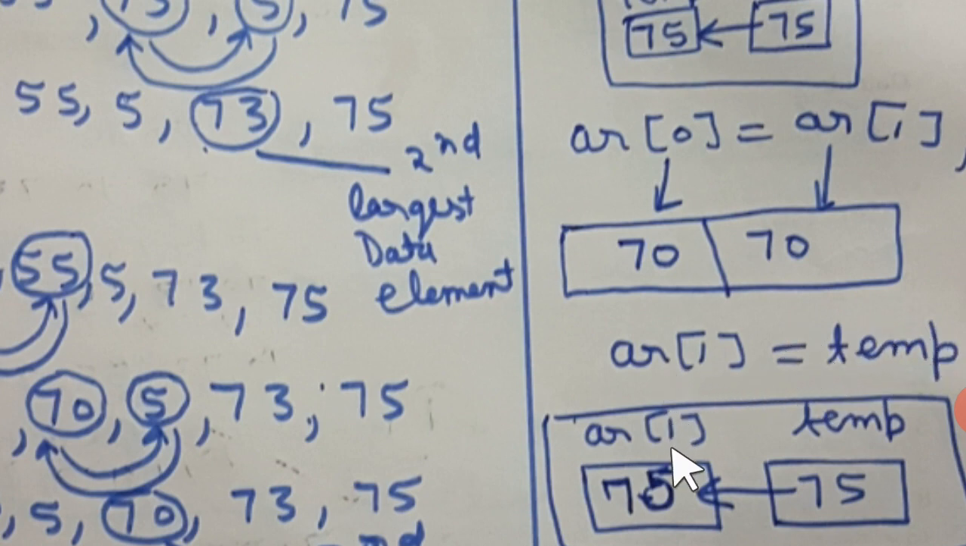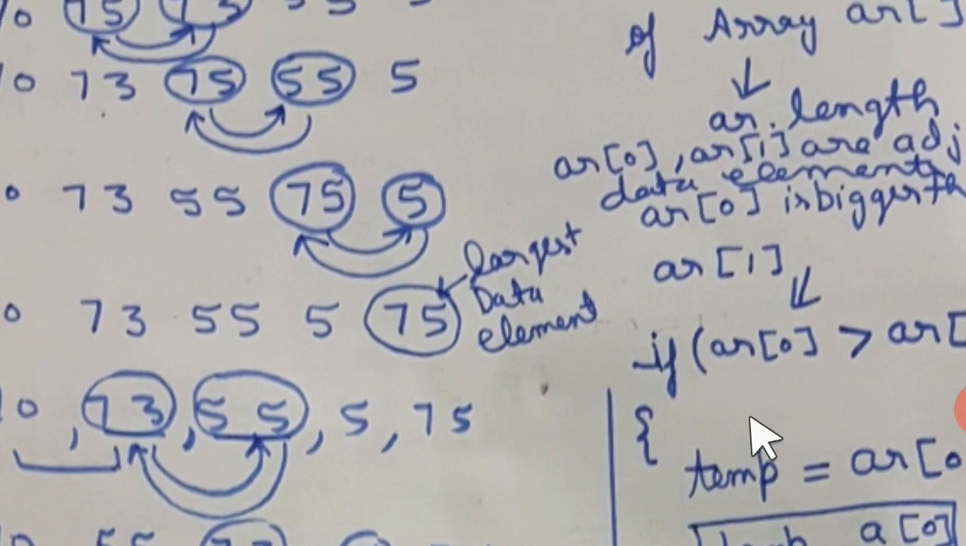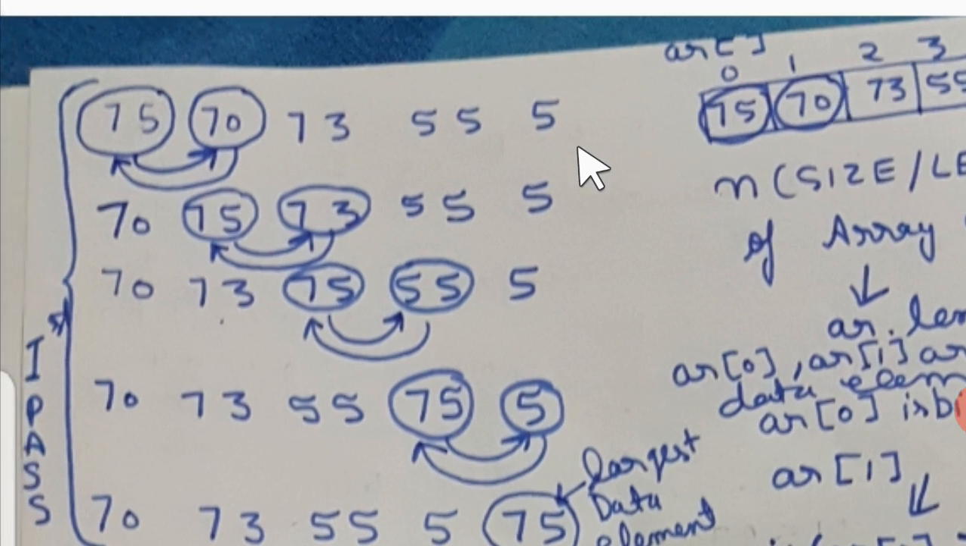After that you will find AR of 1 contains 75 and AR of 0 contains 70. This is what we wanted to perform. Now the swapping is done. After performing this, 70 will be here and 75 will be here. Now the same process is going to be performed again and again. I'm just going to explain it here. 75 is bigger and 70 is smaller, so they have been swapped. 70 is here, 75 here.